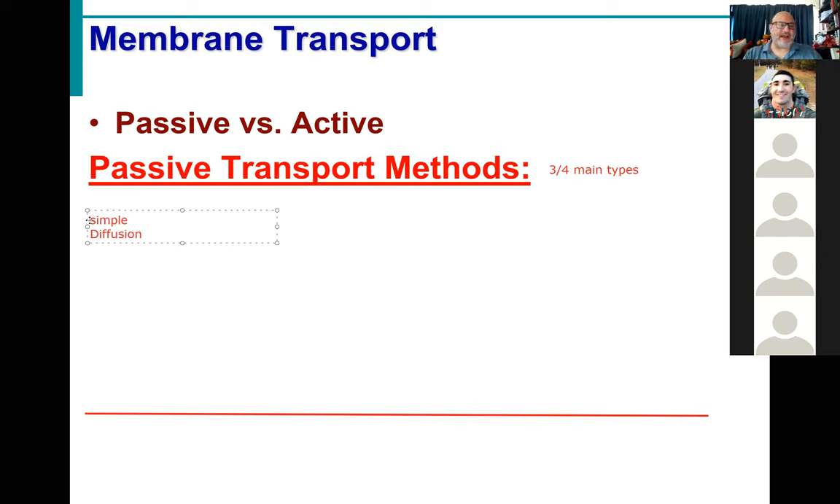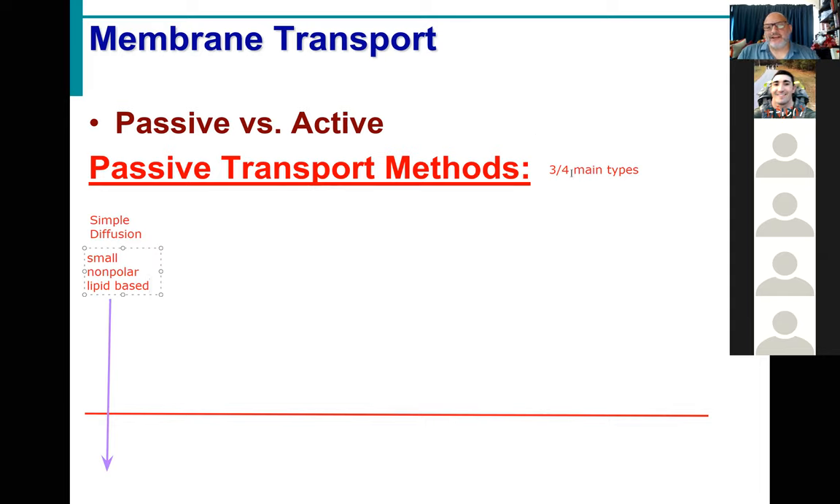Simple diffusion, as we've mentioned, is just the ability of a molecule to pass through the plasma membrane without any assistance at all. So basically, it's just able to go straight through those phospholipid bilayers. As we talked about, these are things that are small, things that are nonpolar, things that are lipid-based. Those are the things that are able to pass through the plasma membrane without any help at all, and that is just simple diffusion.